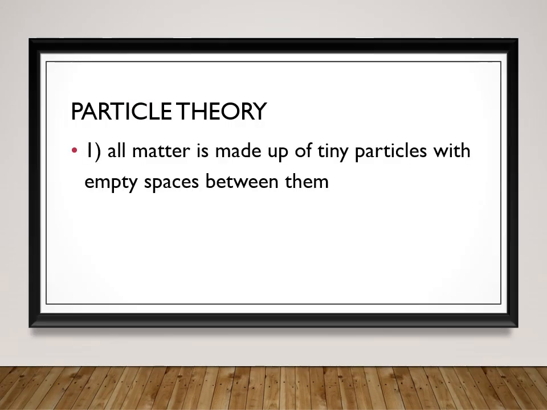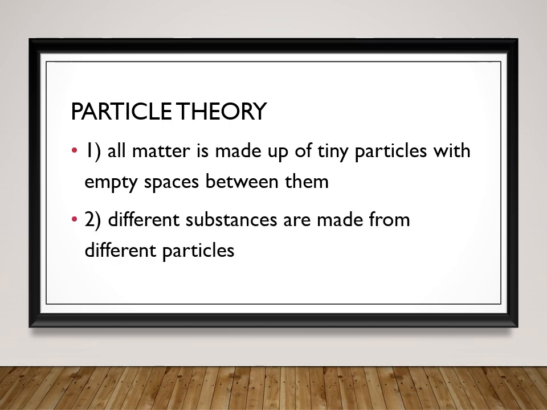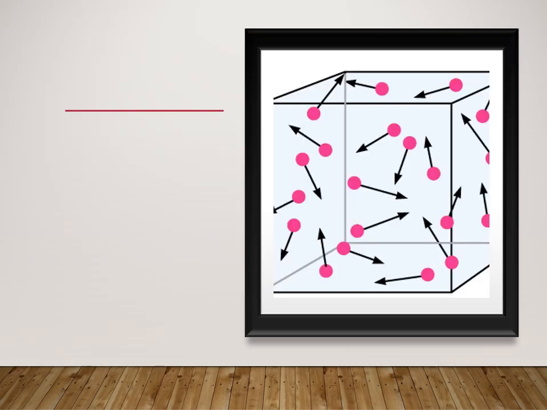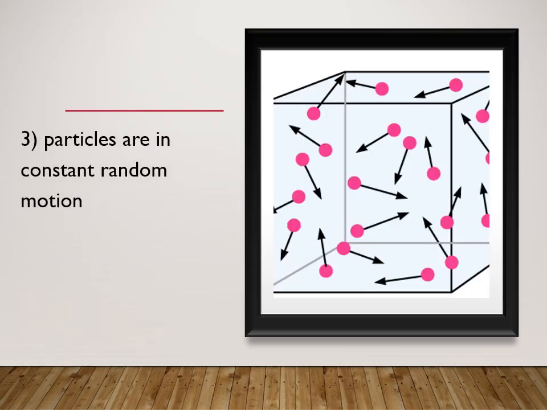So, the particle theory. Number one, all matter is made up of tiny particles with empty spaces between them. We'll learn later on that these particles are called atoms. Different substances are made from different particles. A bar of gold is made up of gold particles, whereas the copper wires in your house are made up of copper atoms.